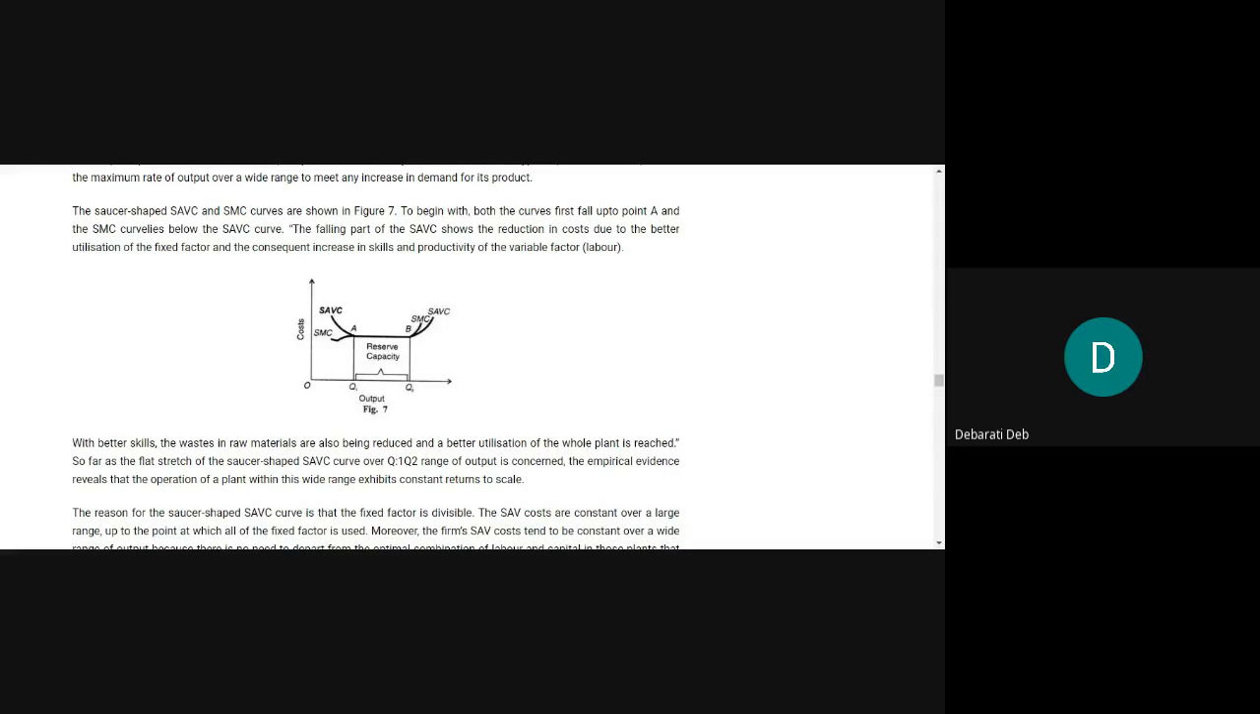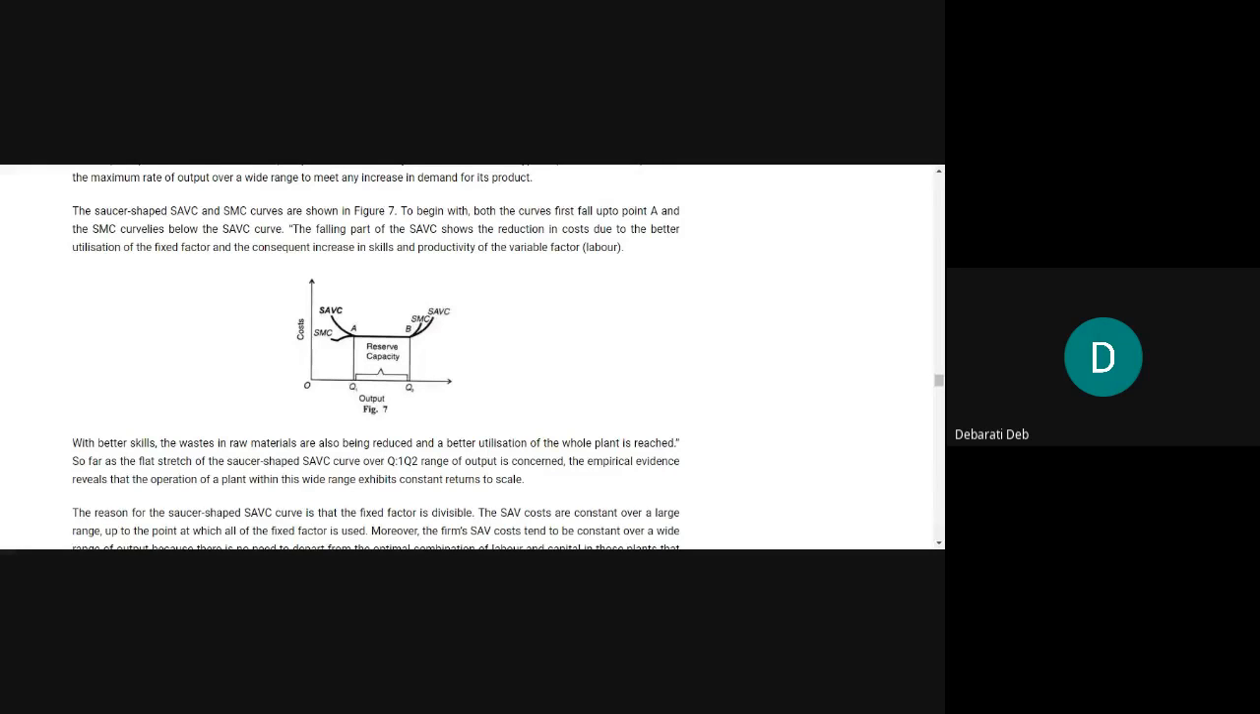To begin with, both the curves will first fall up to the point A, and the SMC curve will lie below the SAVC curve. The falling part of the SAVC shows the reduction in costs due to better utilization of the fixed factor and the consequent increase in skills and productivity of the variable factor. So how do you justify this falling part of the SAVC, that is average variable cost curve? Because it shows the reduction in cost. Falling means cost is reducing. Why will the reduction occur?